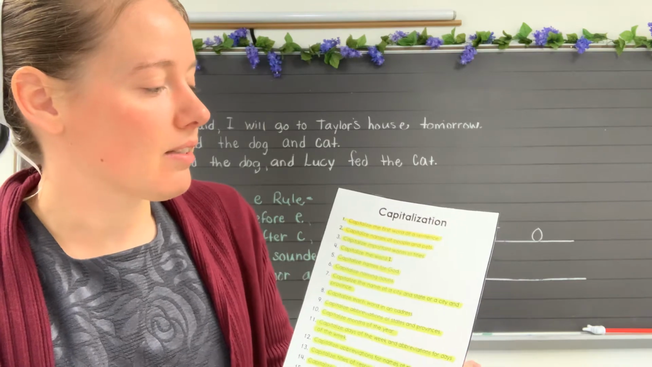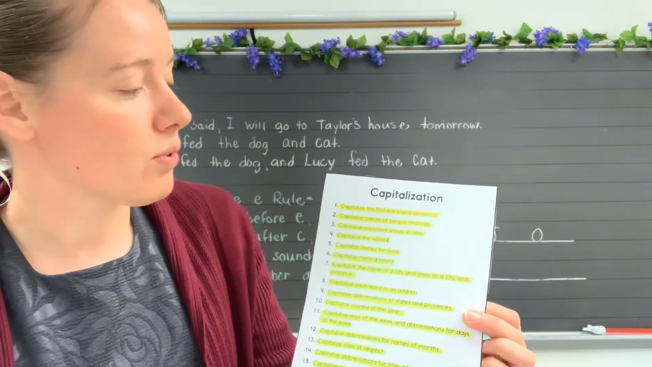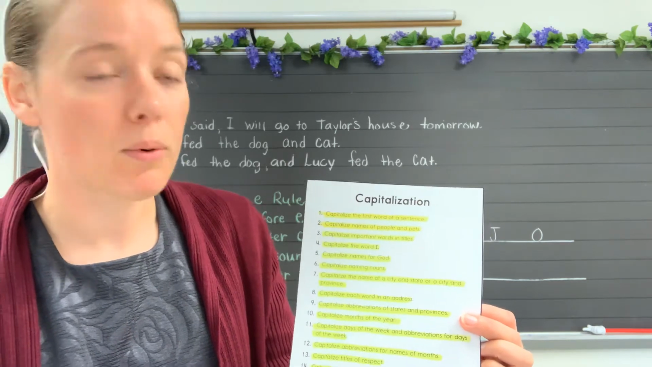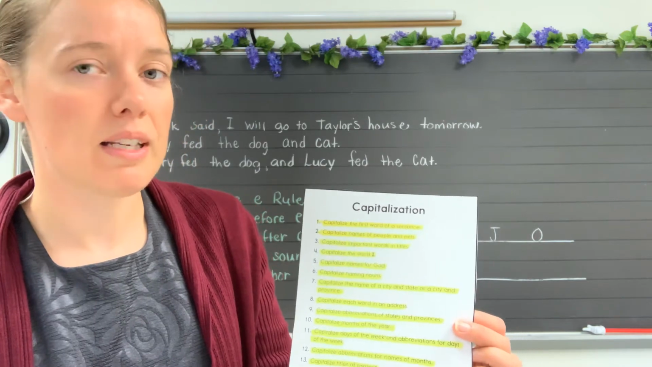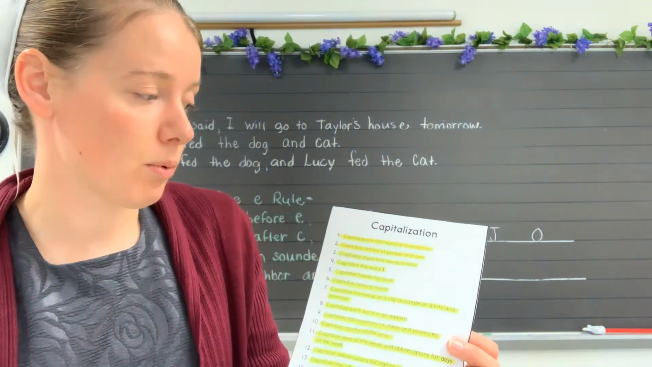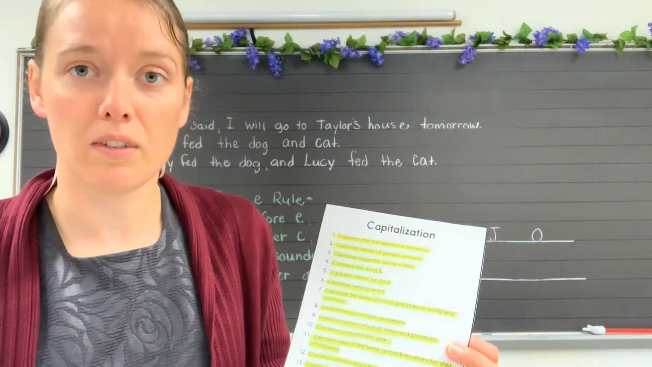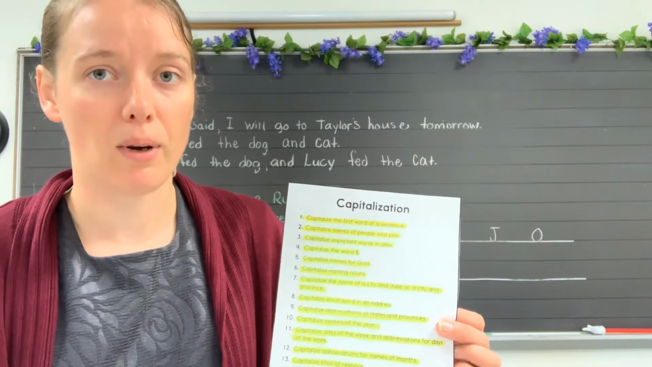So rule 1 is capitalize the first word of a sentence. Number 2 is capitalize names of people and pets. Number 3, capitalize important words in titles, like every title of a book gets capitalized. Every word in the title except the small, tiny words, but for sure the first and last word always get capitalized in a title.